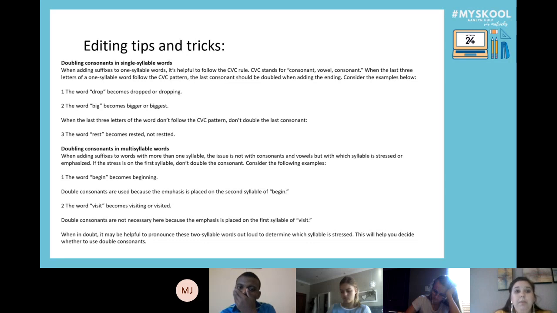Drop becomes dropped or dropping because the last three follow CVC. R is a consonant, O is a vowel, and P is a consonant again. Big becomes bigger or biggest. The consonant doubles because it follows the CVC pattern. Are you with me, people? Do you understand what the CVC pattern stands for? The last three letters, consonant, vowel, consonant.